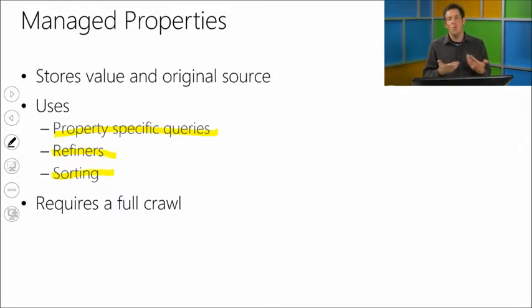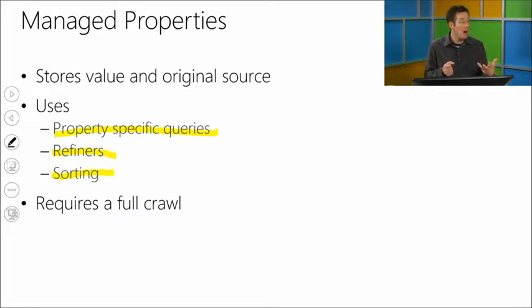The way that crawling works is there's two types of crawls. There's an incremental crawl and a full crawl. And so what an incremental crawl is going to do is it's just going to look for all of the changes. And that's it.